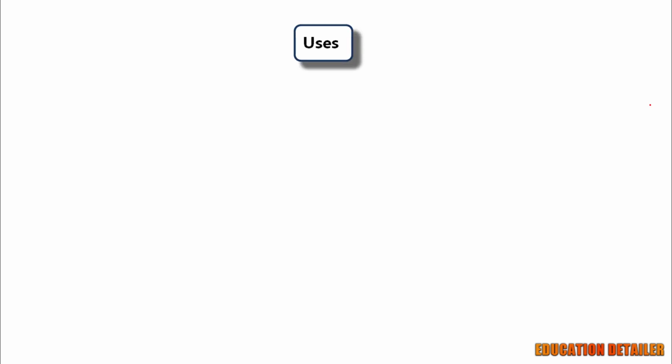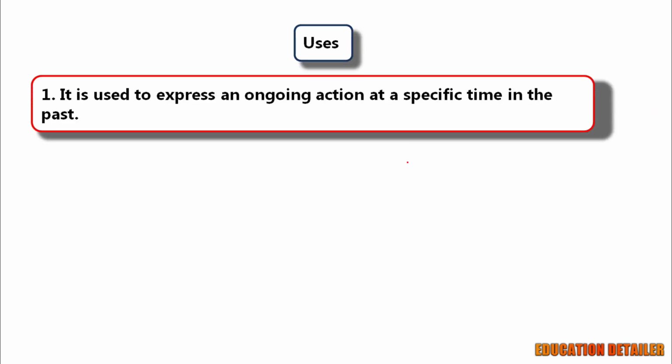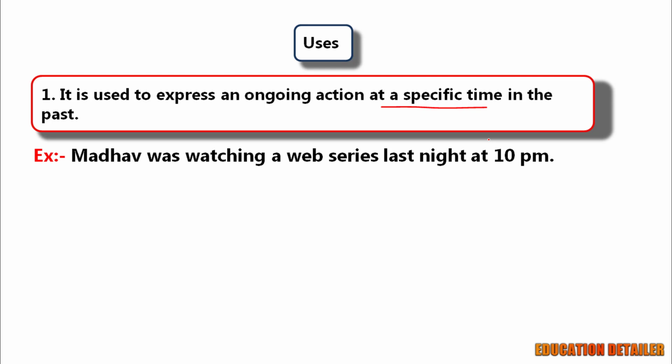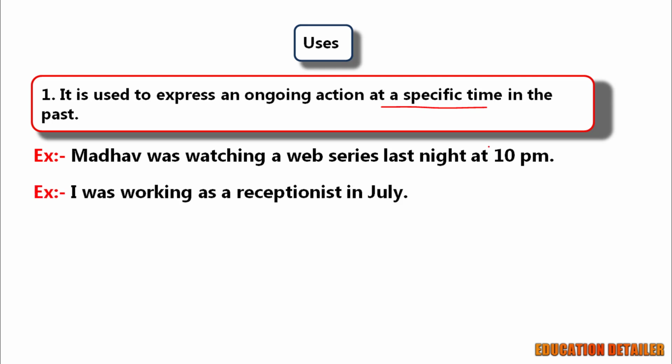Now the uses. It is used to describe an ongoing action at a specific time in the past. Madhav was watching a web series last night at 10 p.m. I was working as a receptionist in July. From the above, it emphasizes that an action was in progress at a certain point in the past.